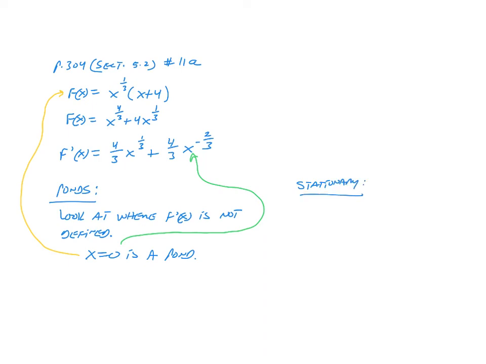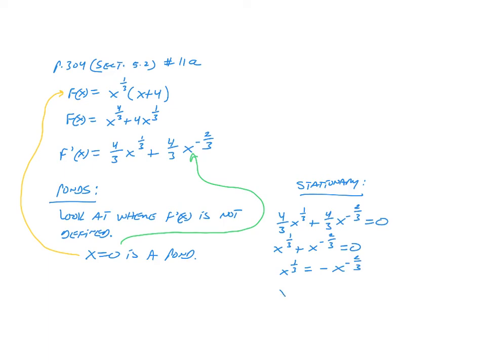Again, we're going to set this thing equal to 0, and we'll do a rehash of what we did in class. So 4/3 x to the 1/3 plus 4/3 x to the negative 2/3 equals 0. You could try to do some factoring with that, but I'm going to do it the way I did it in class. Multiply through by 3/4: x to the 1/3 plus x to the negative 2/3 equals 0. x to the 1/3 equals negative x to the negative 2/3.